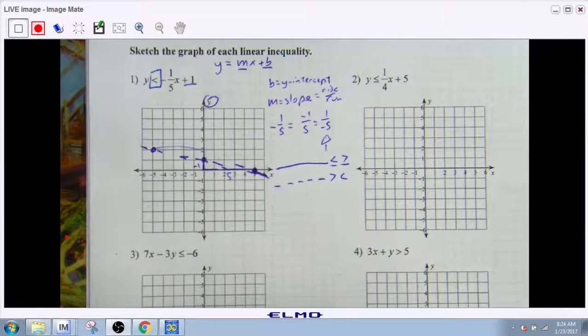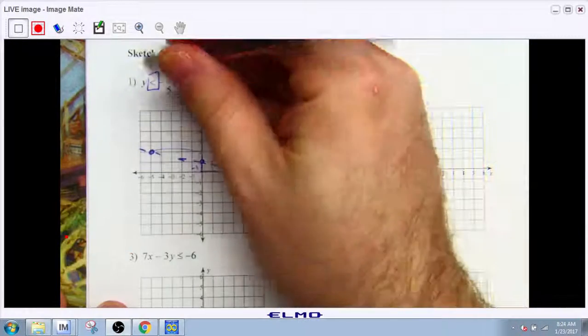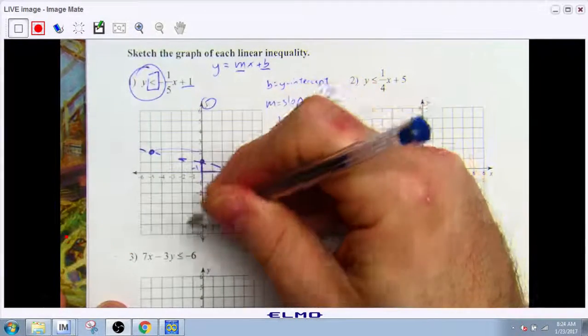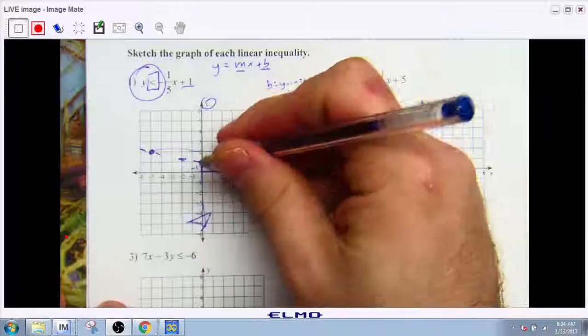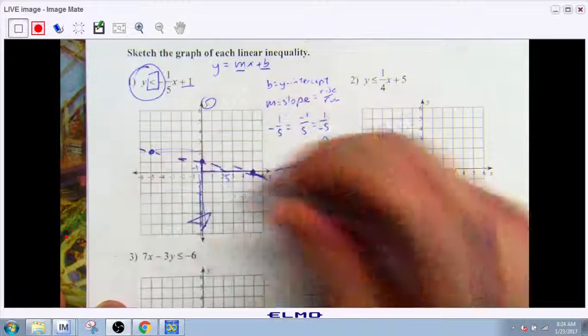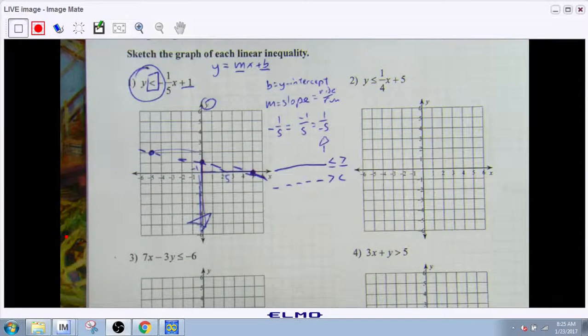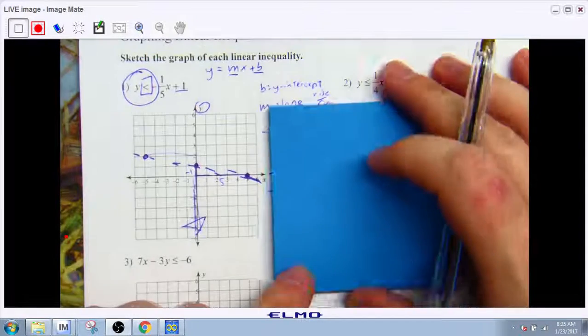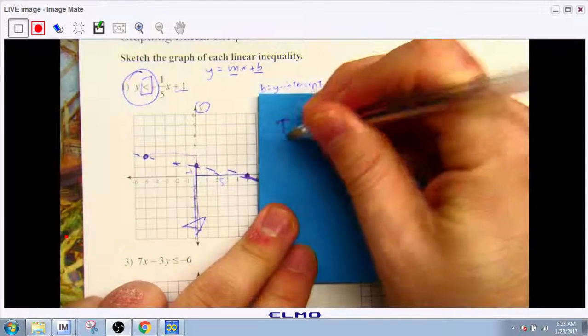Now, finally, I need to figure out which side of the line I shade on. Well, when I look at this, I see that y is less than, and whenever I see y is less than, that means I want to go down on my y. So from where my y-axis is, from my b, I can see that the numbers get smaller here, so I would shade that way. But sometimes it's not that easy. Sometimes you can't tell by looking at it. And so one of the things we like to do is a test point.